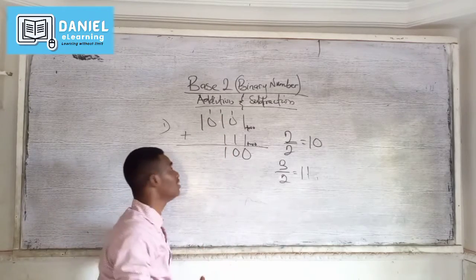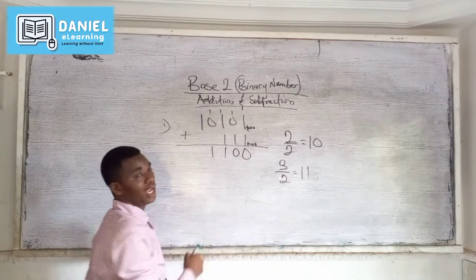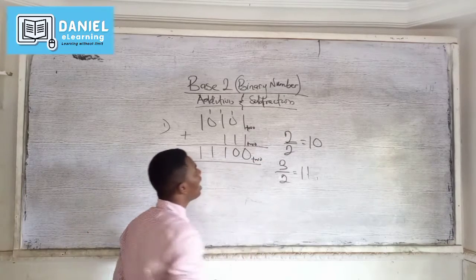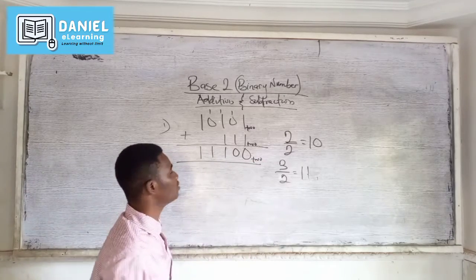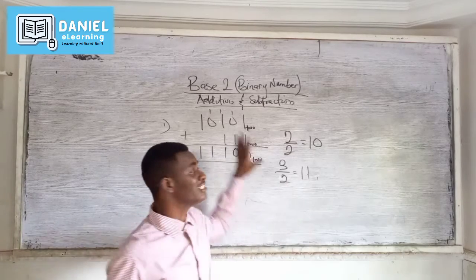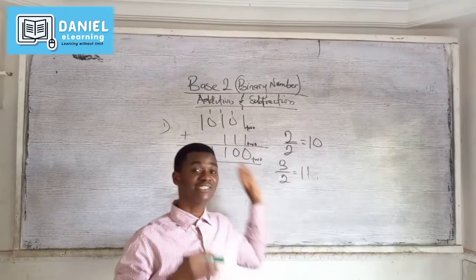The same thing you do. 1 plus 0 here is 1. And you have 1 left here, so just drop the 1. So here is how to add in binary. When you're given binary numbers in base 2, this is just a simple way to add any binary number at all. So this is the addition.